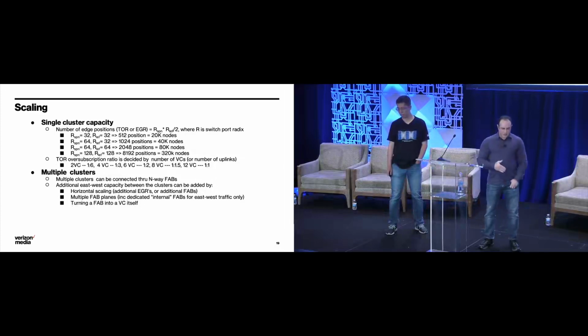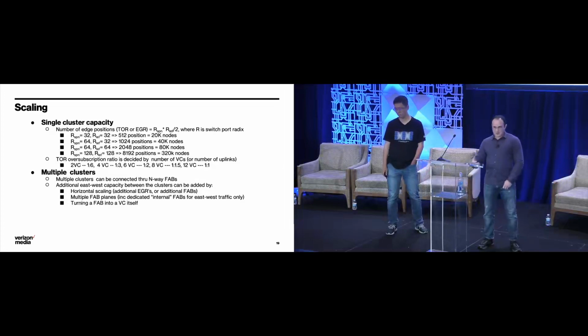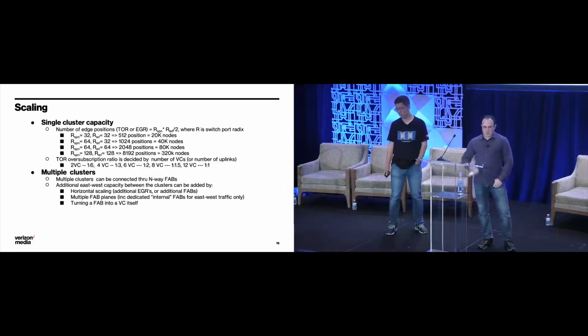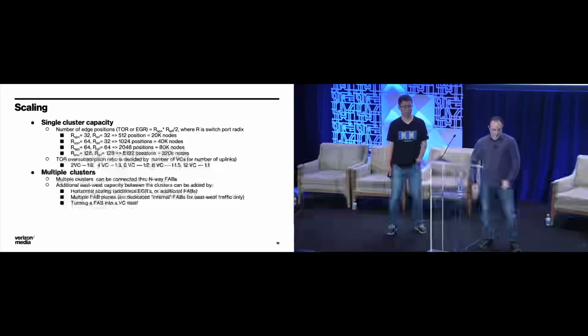At the TOR layer, the oversubscription ratio is really easy. It's just dictated by the number of VCs you build. If you're using, again, Trident 2s, you build 12 VCs, Trident 3s, you build 12 VCs, you're at 1-to-1. You build 4 of them, you're at 1-to-3, and you can always add more VCs as long as you have enough uplink ports available in the top of racks.